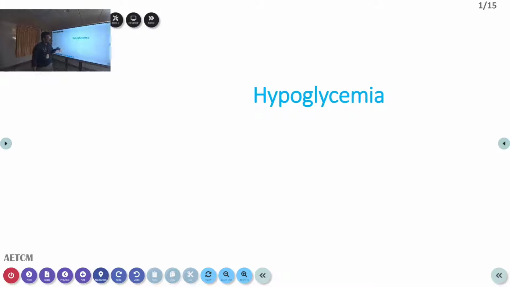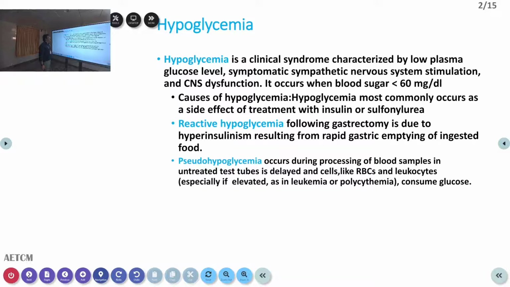Sometimes blood sugar may be low, but the patient is asymptomatic. Then either you have to reduce the dose of insulin, you have to avoid the dose of insulin, or you have to give some oral glucose to the patient to prevent symptomatic hypoglycemia.